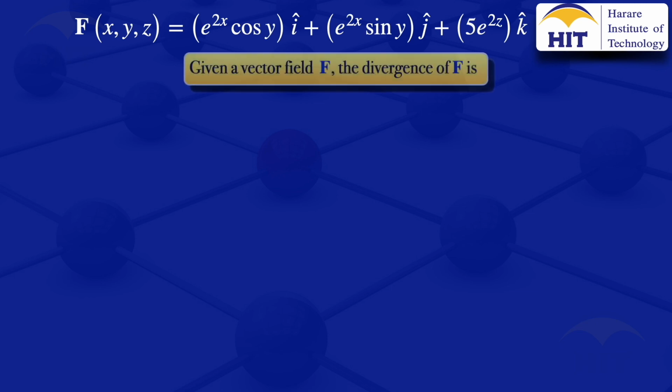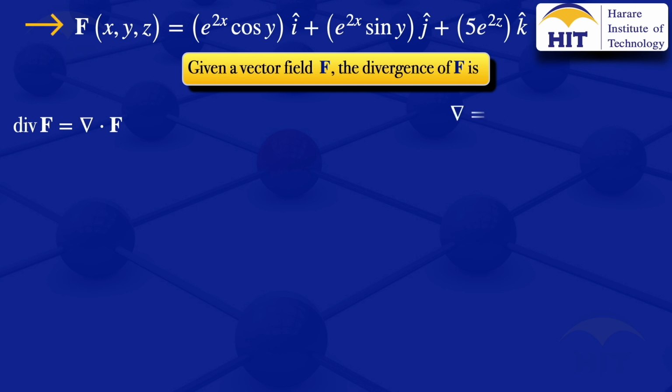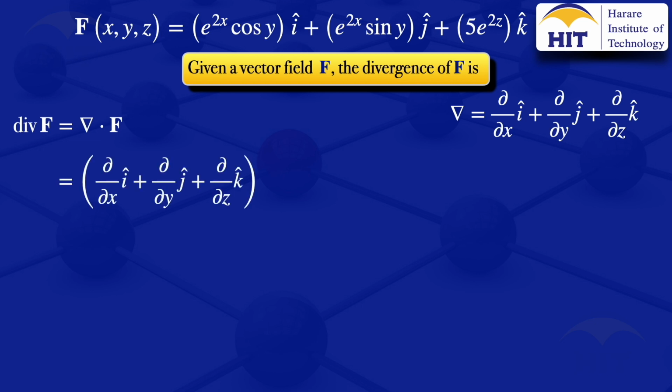If we are given a vector field F, by definition, the divergence is grad dot F, the dot product of grad and the given vector field. In this case, we are given a vector field with three variables, so our grad is the one with three components: partial derivative with respect to x i, partial derivative with respect to y j, plus partial derivative with respect to z k. So I'll write my grad there, and then take the dot product with the given vector.